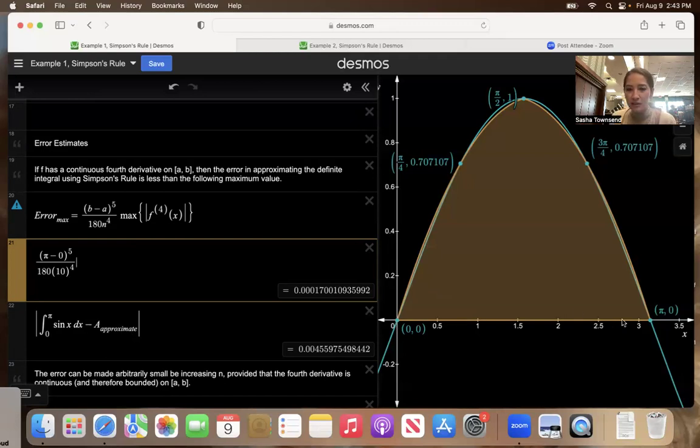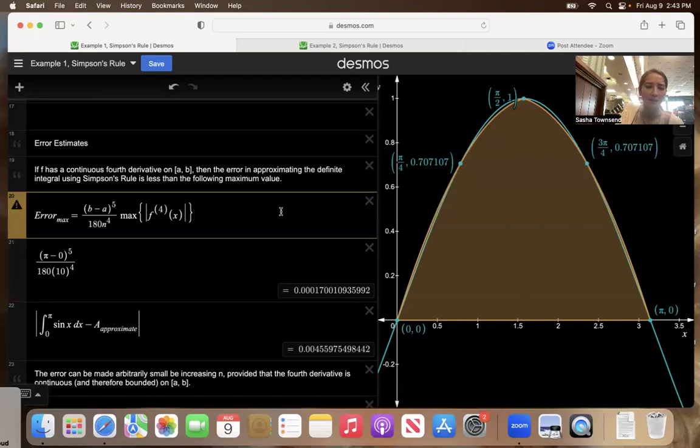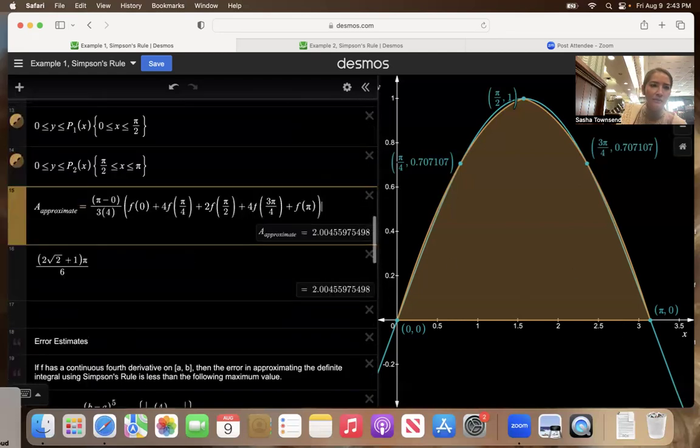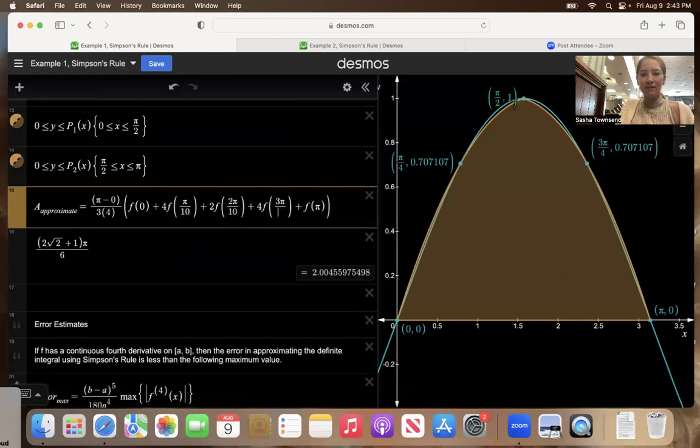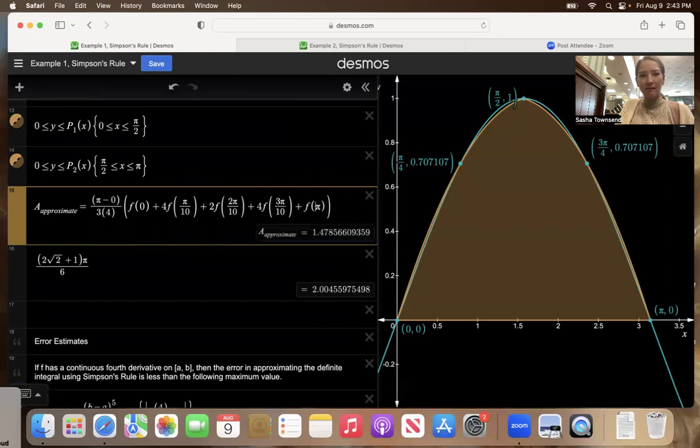So I'd have 0, pi over 10, 2 pi over 10, 3 pi over 10, and so on. Those would be my function values, and then I would use that coefficient pattern that we talked about. Let's actually do it for n equals 10. So I'll use pi over 10 here, then I'll use 2 pi over 10. And I know we could simplify that, but just to make it more obvious, I'll just use 3 pi over 10. Then we'll do 4 pi over 10.